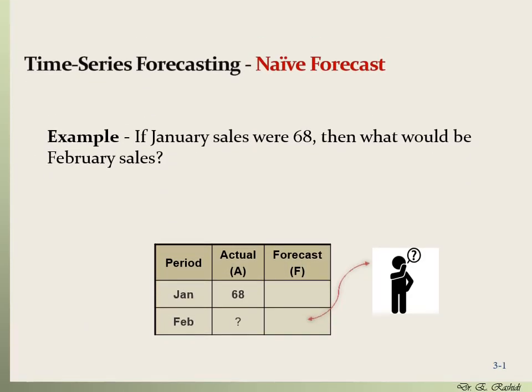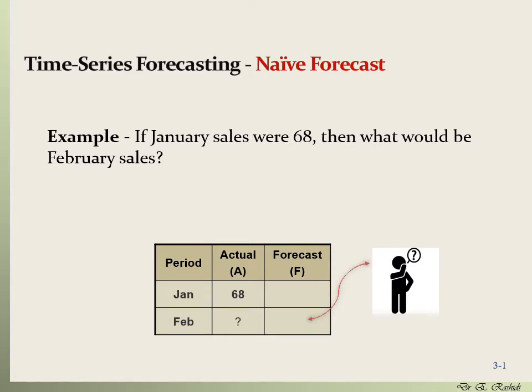So let's start introducing the forecasting methods, the quantitative forecasting methods. We're going to start with a simple one and also a popular one. It's called the naive forecasting method. So let's start with an example. Suppose we have the January sales. It was 68 units. And you want to make a forecast for the sales in February.